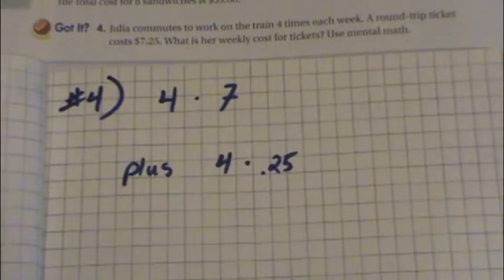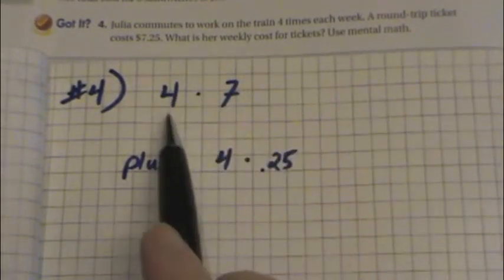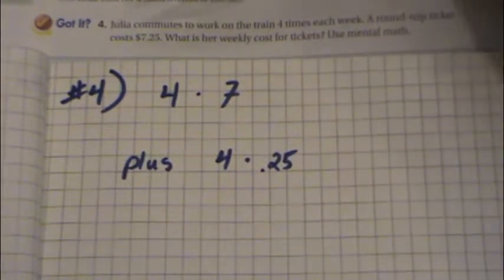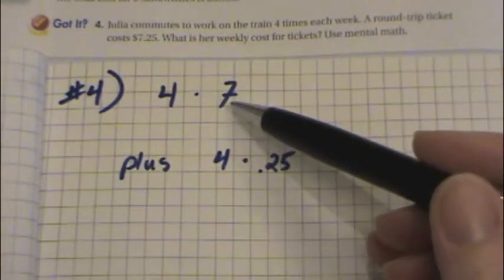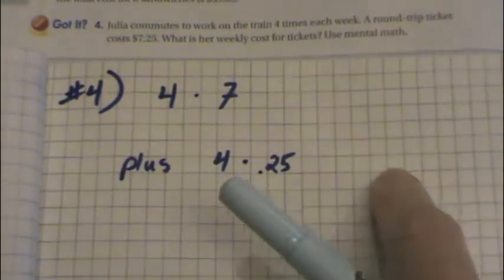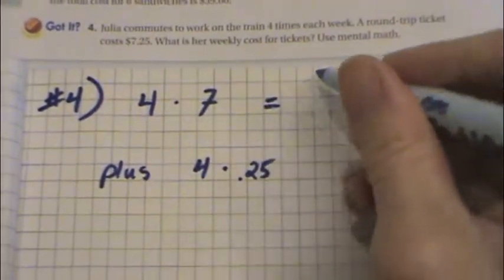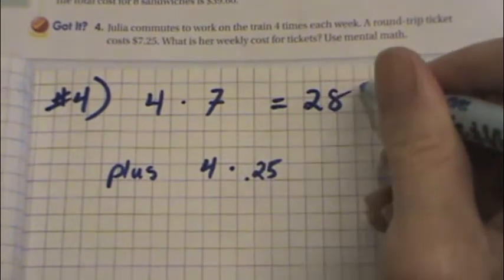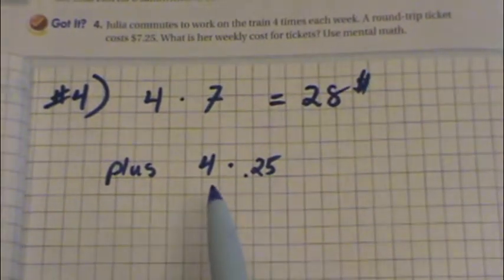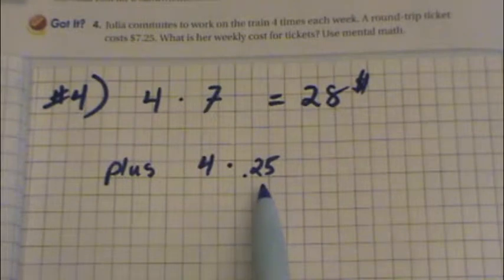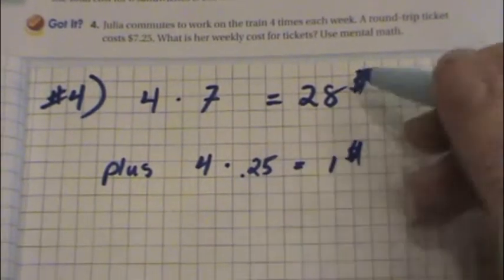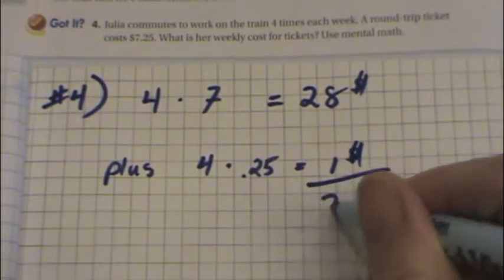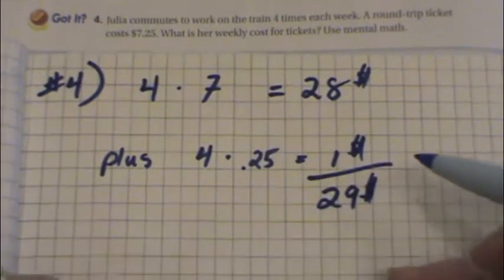So we've got Julia, and she's on the train, and she goes 4 times a week, and every time she goes, it costs her $7.25, which is so close to $7. So what if we just figure it's $7? 4 times 7 gives you $28. But it's just a little bit more than that because every time she goes, she also pays an extra 25 cents. Oh, but 4 times 25 cents is exactly $1. So 28 plus 1, she spends $29 a week commuting. Much cheaper than gas. Good for Julia.